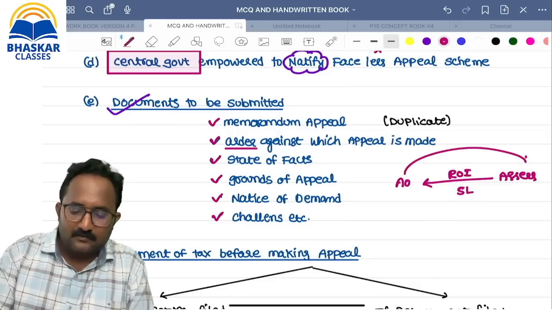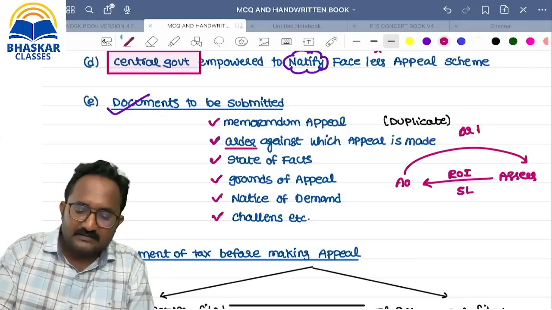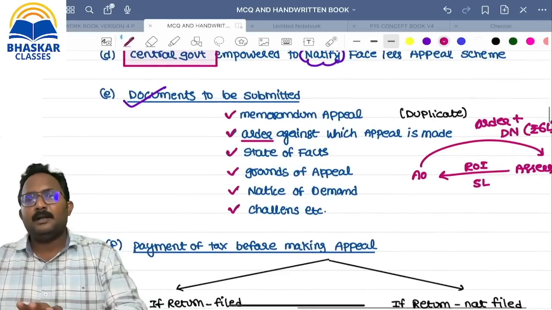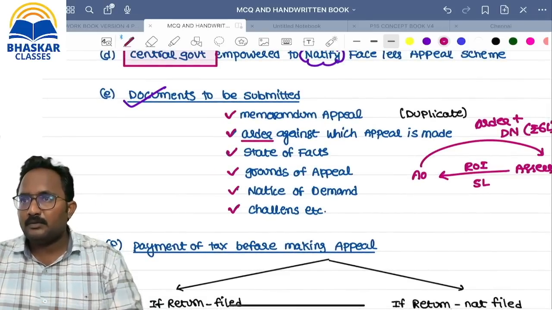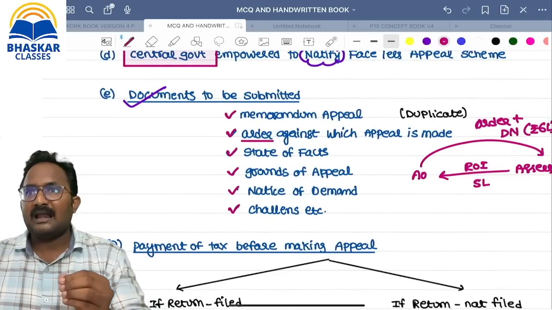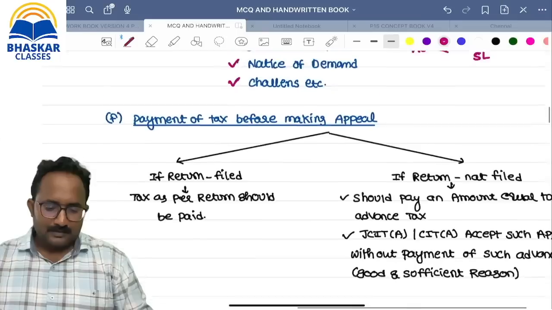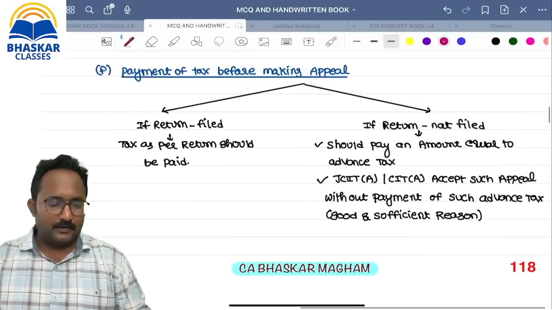So after the completion of an assessment, the assessing officer gives the assessment order along with the demand notice. In this demand notice, he mentions the amount, 6 lakh. The demand notice also you have to submit. Simply, whatever data is available with you, you have to submit all of it along with appeal form number 35. Now, this is an important point, listen carefully.